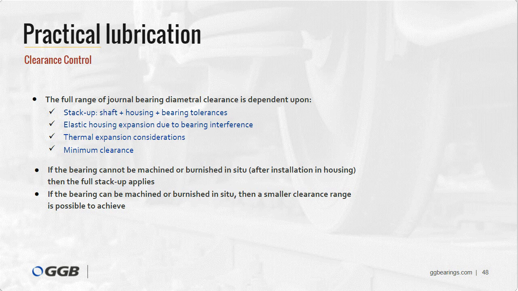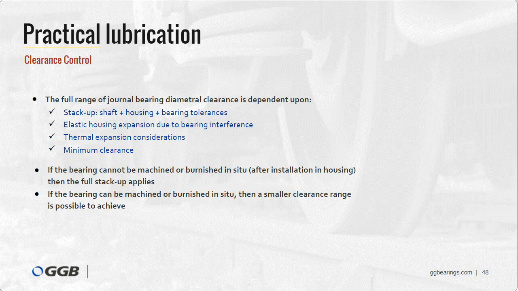We must also take into consideration both thermal and elastic expansion of the components. For example, if we're installing a steel-backed bronze bearing into a thin-walled aluminum housing, the elastic expansion of the housing from the bearing interference may increase the clearance of the bearing ID and shaft. Similarly, in the same example, if the system operates in a wide temperature range, the clearance will be different when operating at 20°C as compared to operating at 120°C. And if the bearing cannot be machined or burnished after installation in the housing, then this full tolerance stackup applies.